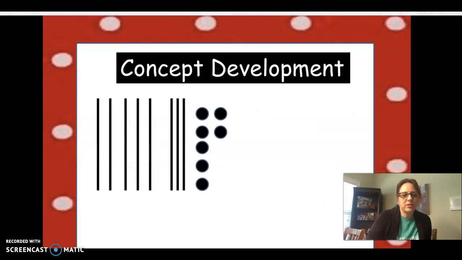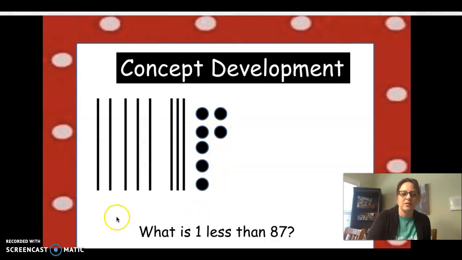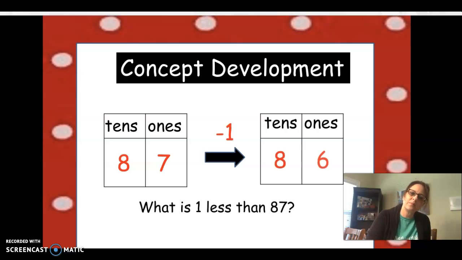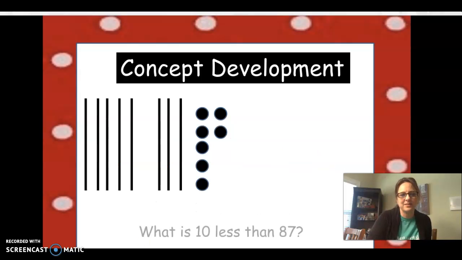Okay, now let's take a look at this number. This number is 87. So let's just count that quickly together. 10, 20, 30, 40, 50, 60, 70, 80. 81, 82, 83, 84, 85, 86, 87. That is the number 87, and we want to ask what one less than 87 is. So you just take one of the ones away because we're finding out what one less than 87 is. So we had 87 and we took one away, and the tens place stays the same, but the ones place becomes a 6, so it's an 86. 1 less than 87 is 86.